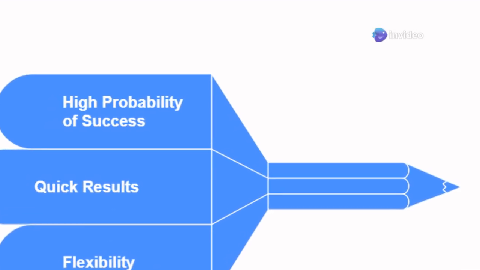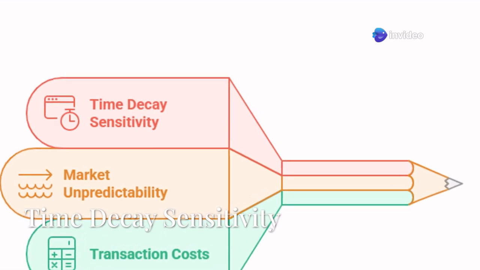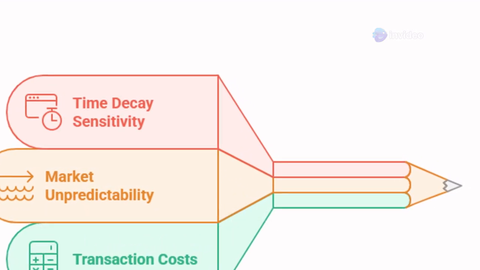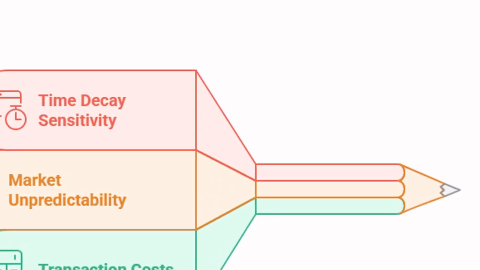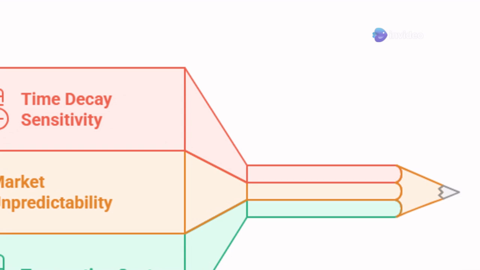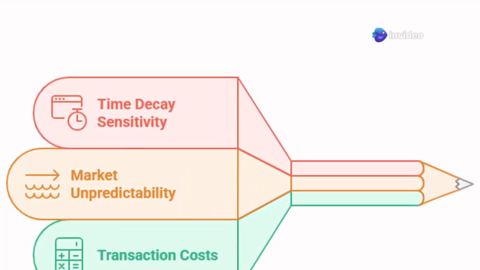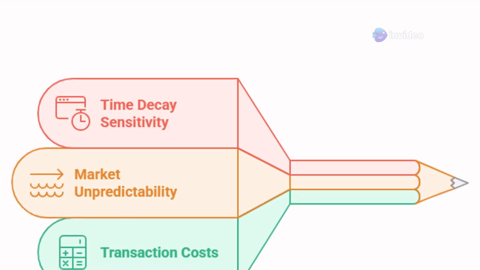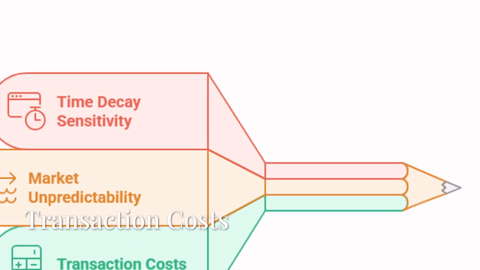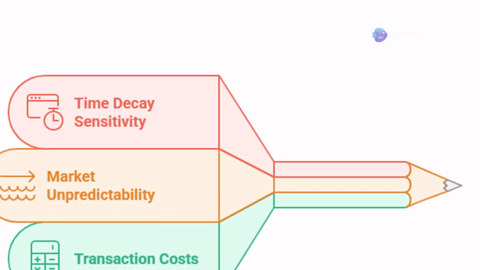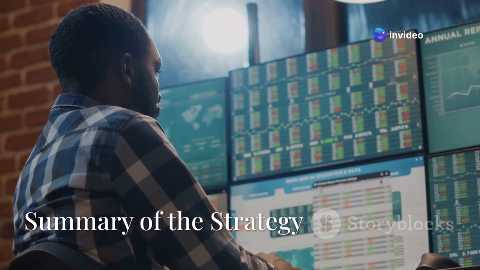Flexibility allows traders to adjust and manage risk dynamically throughout the trading day. Time decay sensitivity. While beneficial, rapid decay also means losses can mount quickly if the trade moves against expectations. Market unpredictability. Sudden market shifts can break through the expected range, leading to losses. Transaction costs. Frequent trading incurs commissions and fees that can eat into profits over time.